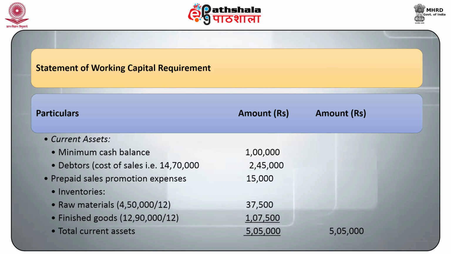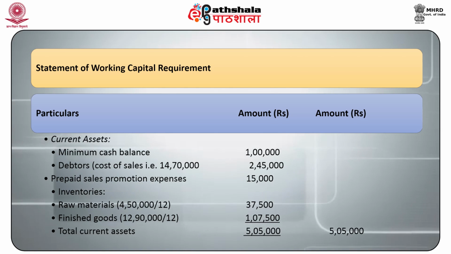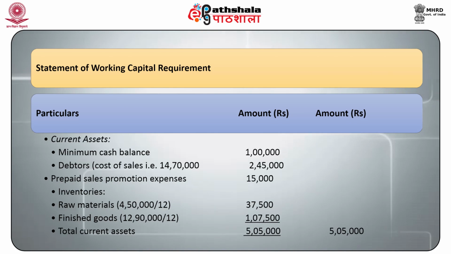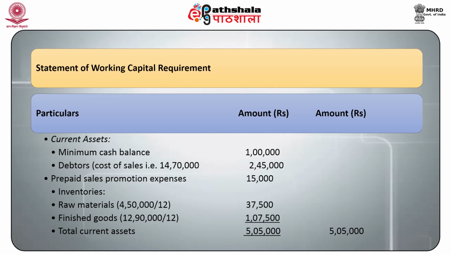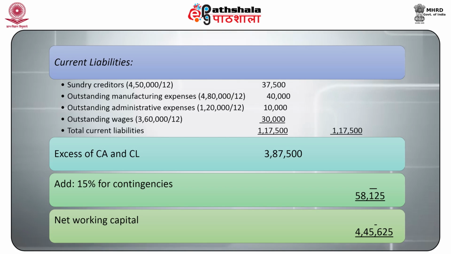The solution for this can be started by preparing the statement of working capital requirements, which include the current assets, namely the minimum cash balance, the debtors, the prepaid sales promotion expenses, also the inventories, namely raw materials and the finished goods. This gives us the total current assets at 5,05,000. The current liabilities include the sundry creditors, the outstanding manufacturing expenses, outstanding administrative expenses and the outstanding wages. This gives us the total liabilities at 1,17,500. The excess of current assets over current liabilities comes out to be 3,87,500.